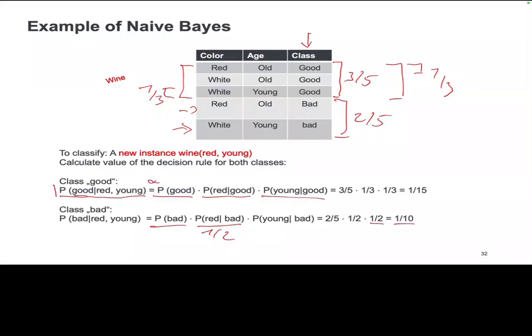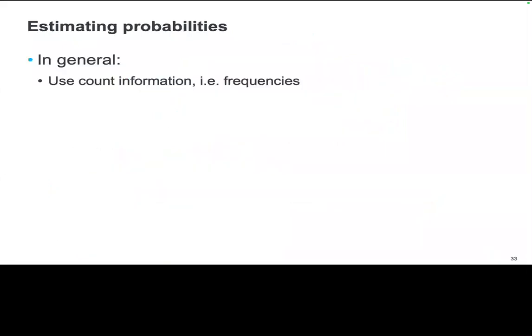Now we can compare the proportional probability, not the normalized probability, that a red and young wine is good. That's 1 divided by 15, and correspondingly the probability that a red and young wine is bad is 1 divided by 10, and so the latter is a larger number than the former, so we classify the wine as a bad one. And that's how our naive Bayes classifier works.